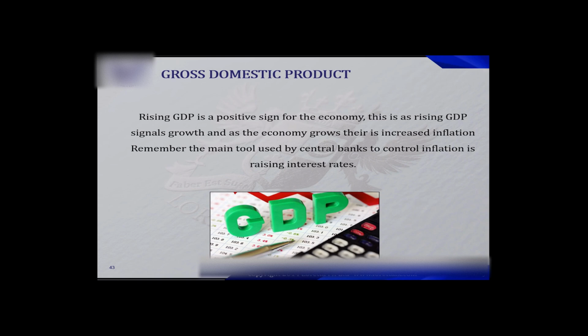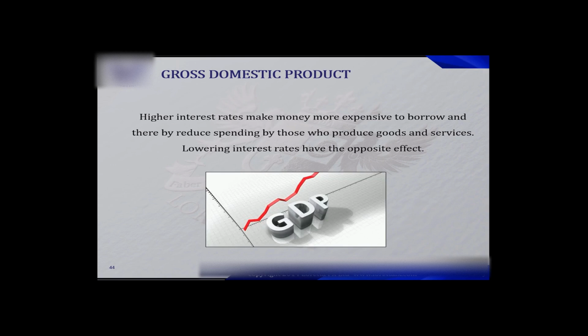So everything is connected, which is why it's important to understand how these fundamental announcements correlate, so you can see how the result of these indicators affect the central bank and interest rates. And remember, higher interest rates make money more expensive to borrow and thereby reduce spending by those producing goods and services, okay? Lowering interest rates have the opposite effect. We will take a closer look at this when we get to interest rates. But remember the general concept. Higher interest rates make money more expensive, while lower interest rates make money cheaper, and hence encourages borrowing and spending.